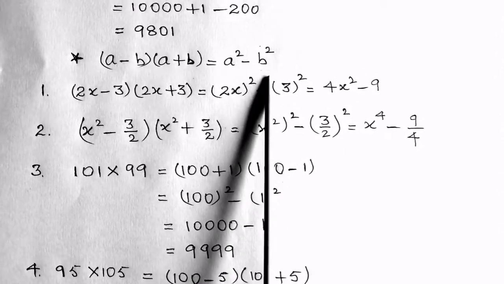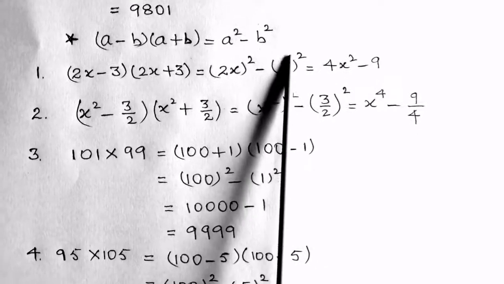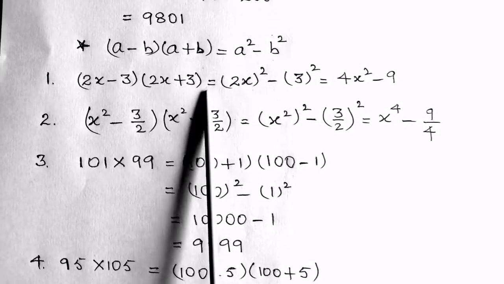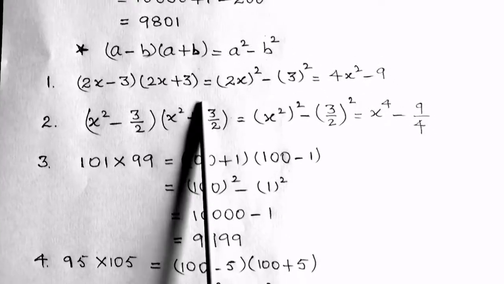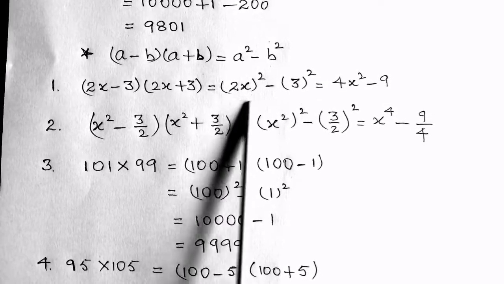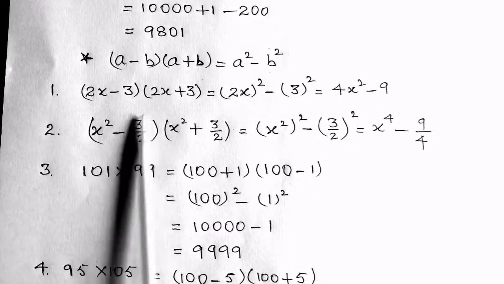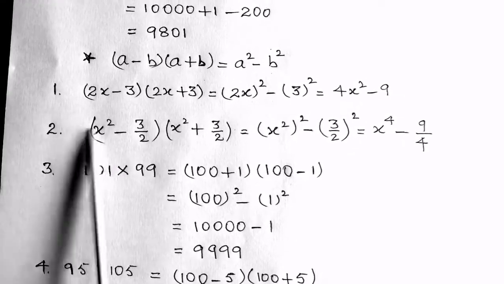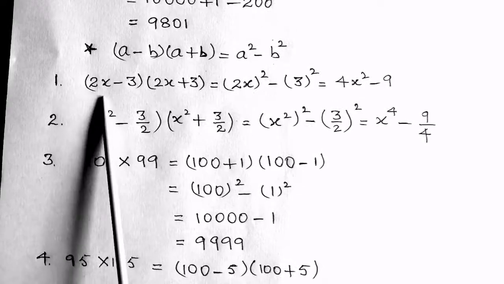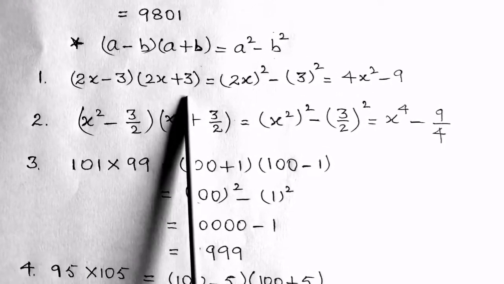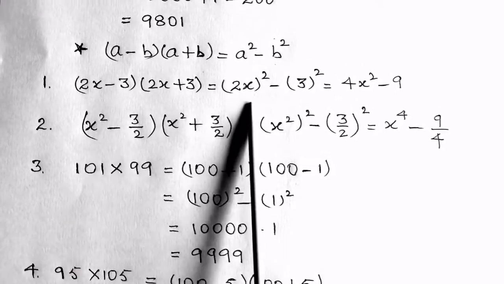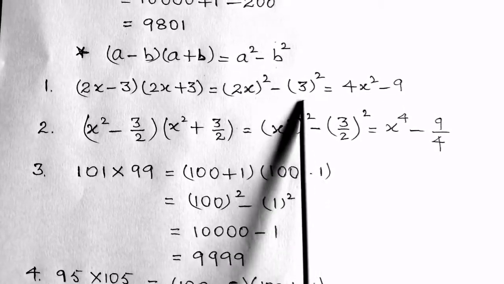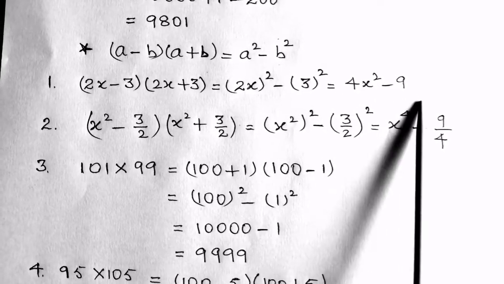Next identity is (a − b) into (a + b), that is a square minus b square. See, if you have understood the formula properly, just by looking at the question you can say which identity is to be used, right? So do practice them by writing them again and again. Now see, based on this formula, the first question is (2x − 3) into (2x + 3). So that is of the form (a − b) into (a + b). So what is that? Square of first minus square of second. So square of 2x minus square of 3 is 9. So we have 4x square minus 9.